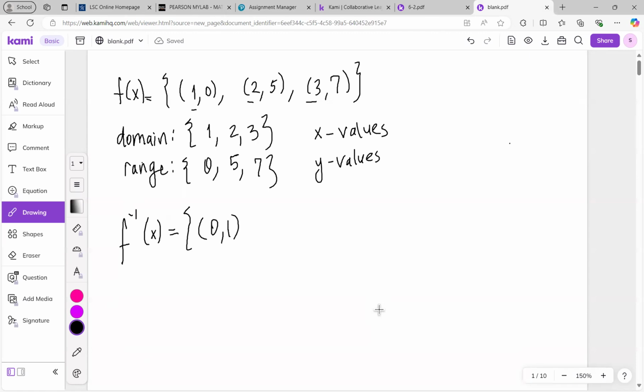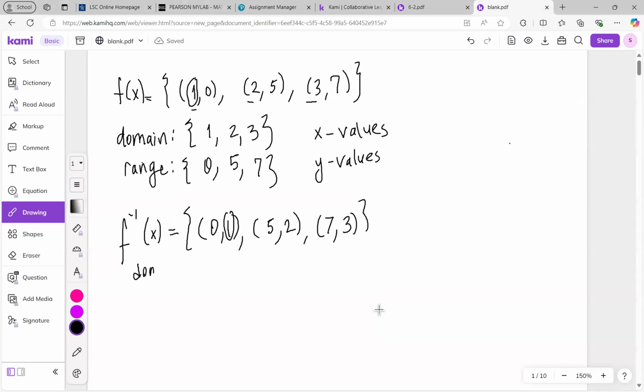So x will be 0, y will be 1. For the second point, x will be 5, y will be 2. On the last point, x will be 7, y will be 3. And this is how the inverse function and the function are related. Whatever the x value is, it becomes the y value on the inverse.